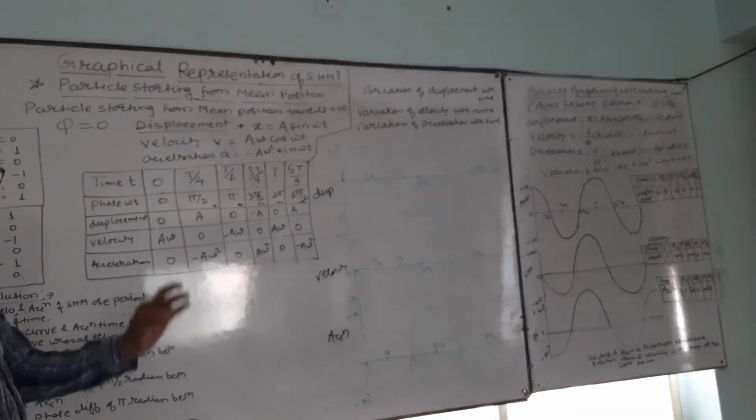And the shape of all curves repeats after 2 pi radian, or after time T. This is the conclusion for the graph when the particle starts from the mean position.